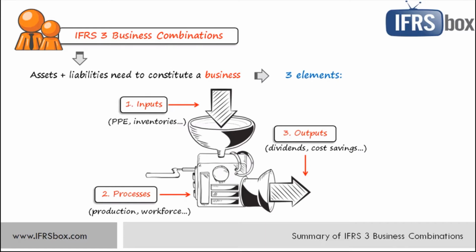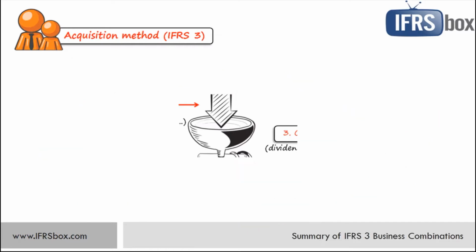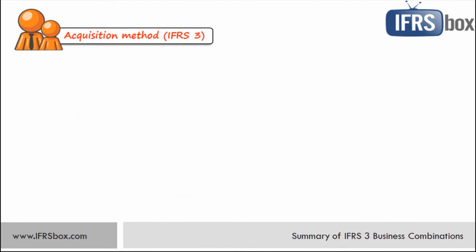Well, if all three elements are present, then an investor acquired a business and needs to apply IFRS 3 for business combinations. Otherwise, the investor might acquire just assets and apply its own processes. In such a case, the investor does not account in line with IFRS 3, but in line with some other standard applicable for the acquired assets. Well, how shall we account for a business combination? IFRS 3 requires application of the acquisition method, which involves 4 steps.